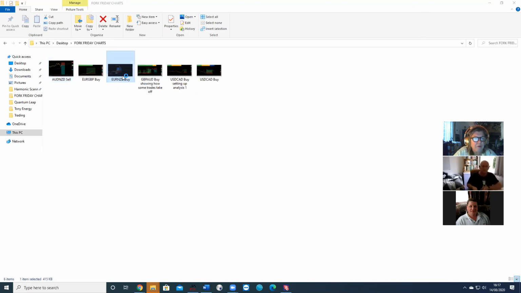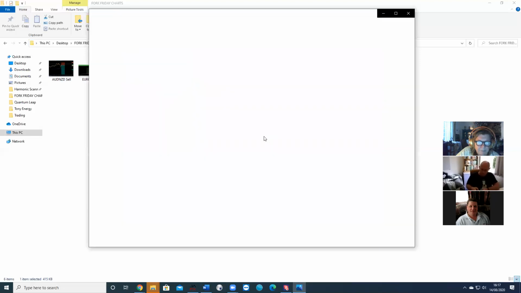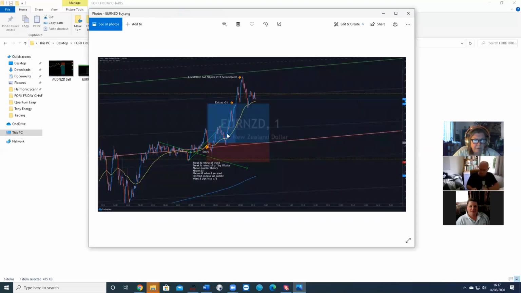USD, Euro NZD, a buy. This one's been very nicely marked up to tell the story. Super trade, 3-to-1 risk to reward, 10 pip stop loss. Really fantastic. That's what I love about this strategy.